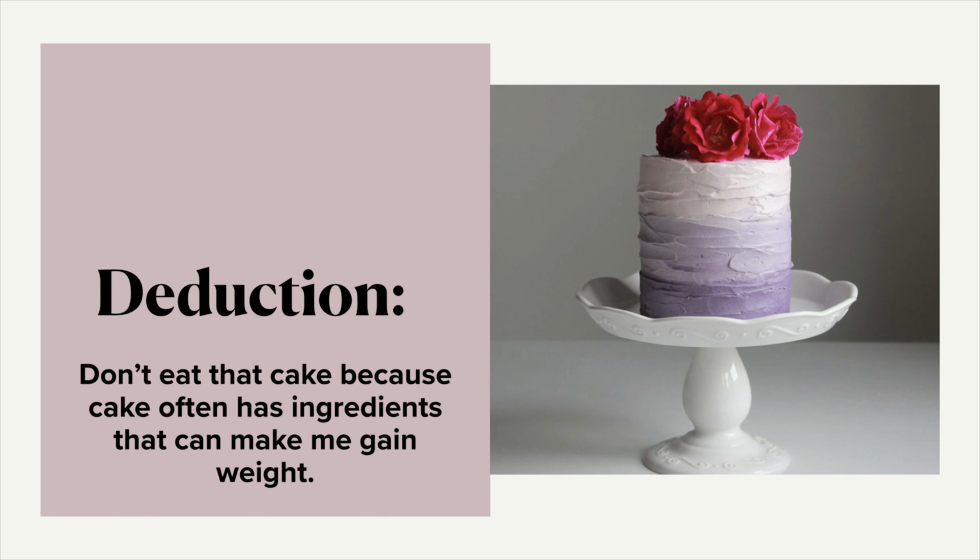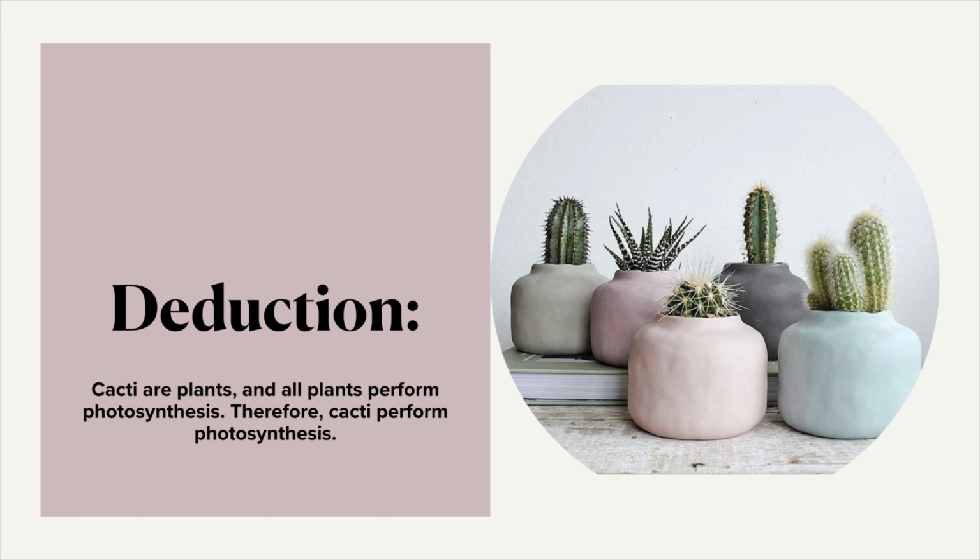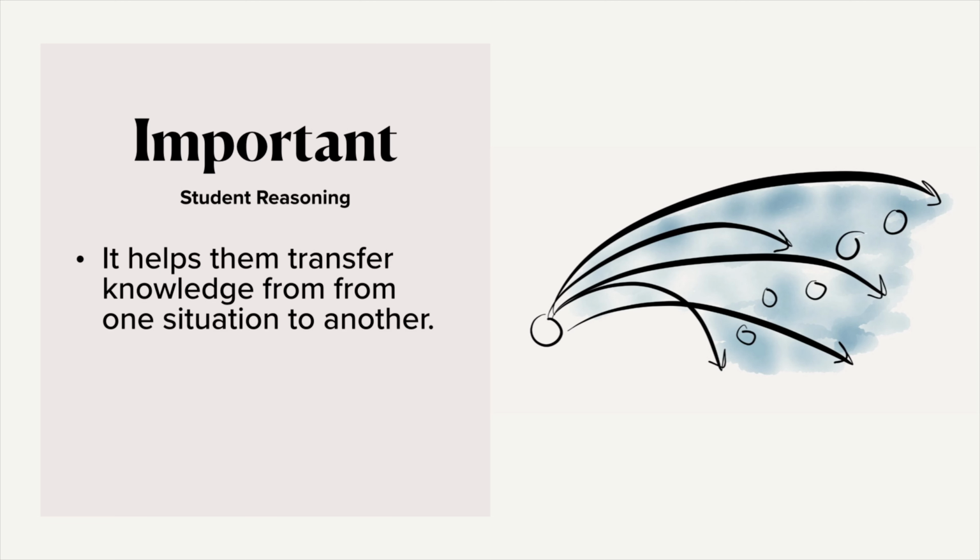We can share examples with our students such as, you may go to a party and see a delicious looking cake, and you might say to yourself, don't eat that cake because cake often has ingredients that can make me gain weight. You may say to yourself, cacti are plants, and all plants perform photosynthesis. Therefore, cacti perform photosynthesis. It is important that we teach our students to understand how to employ deductive reasoning because it helps them transfer knowledge from one situation to another.